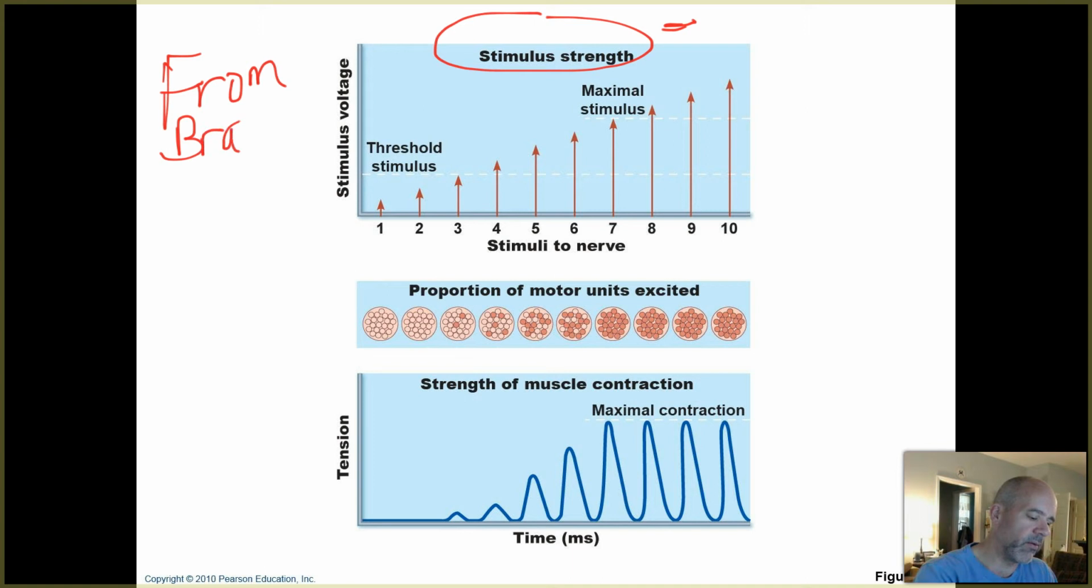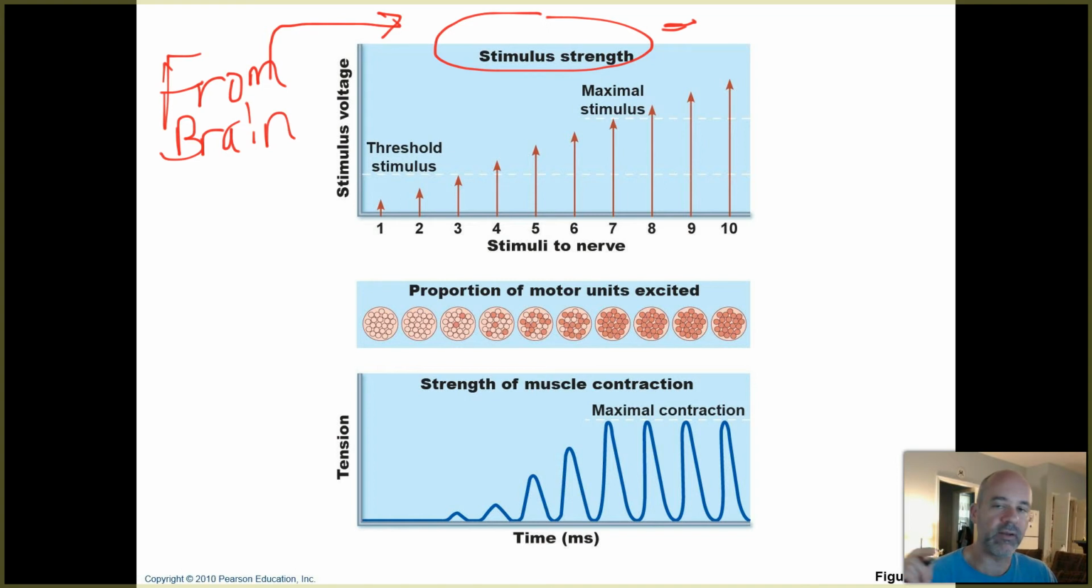This is coming from the brain. So you have neurons up here in the brain. They're firing action potentials that travel down from the brain to the spinal cord. We'll learn more about that in Unit 5, that are stimulating motor neurons.